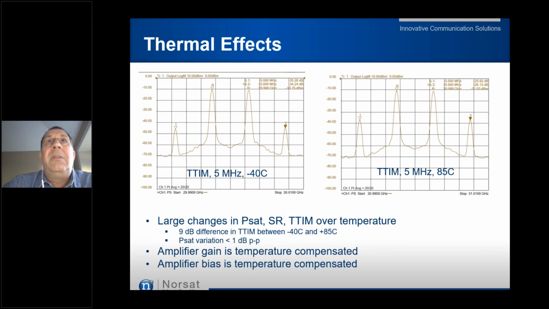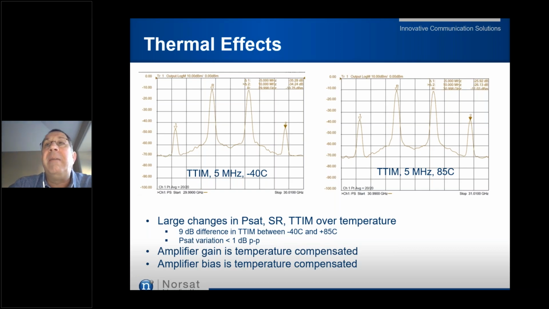So, thermal effects, so temperature. We know that both GaAs and GaN amplifiers are affected by temperature, particularly the gain. But what we also see is that the two-tone intermod can be affected by PSAT. Spectral regrowth and two-tone intermod can also be affected by temperature.